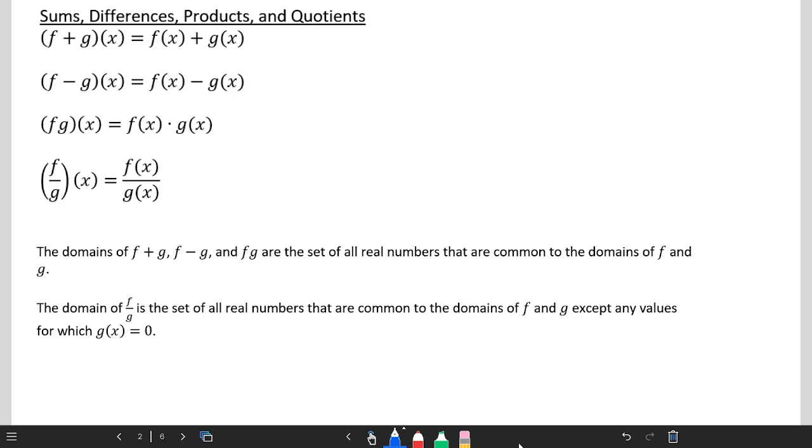For f over g, we still have that criteria. The input has to belong to both original domains, but we also have to keep in mind that we can't divide by 0. So if an input would make the output from g equal to 0, then we can't use that input for f over g.